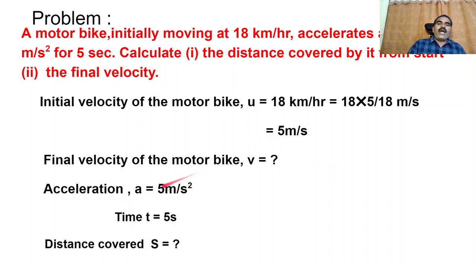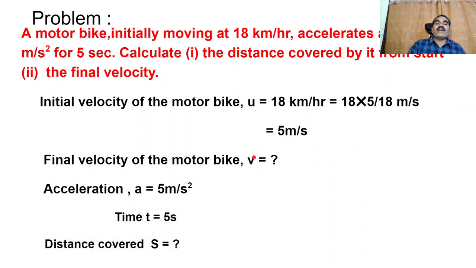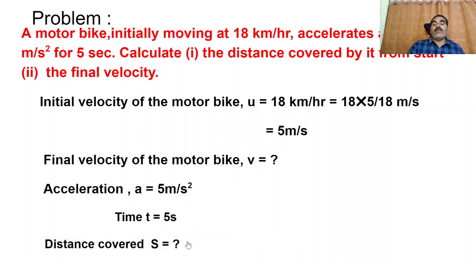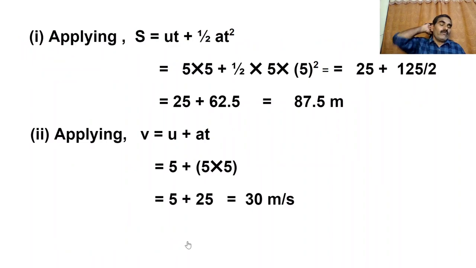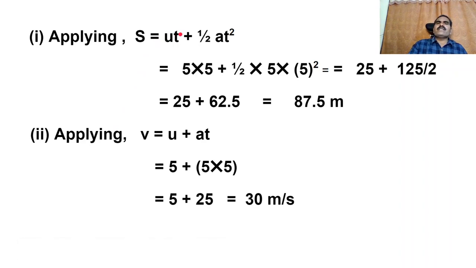Now, acceleration is also given, 5 meters per second square. Time is also given. So what is the final velocity? And also, what is the distance traveled by the body? In order to find out the distance, in the given problem, u is given, t is given, a is also given. So we have to use the second equation of motion. What is the second equation of motion? s is equal to ut plus half at square.